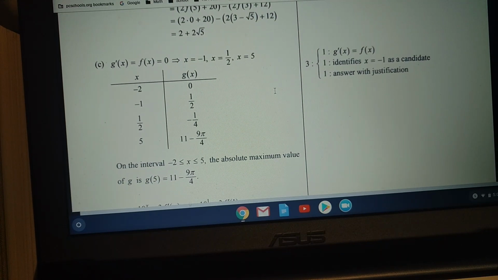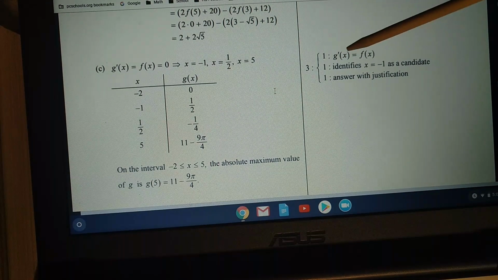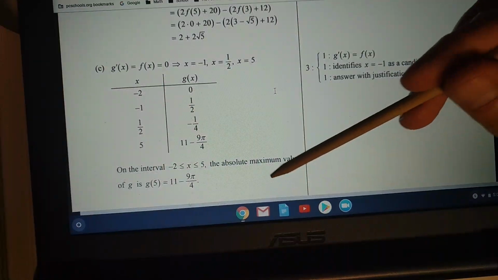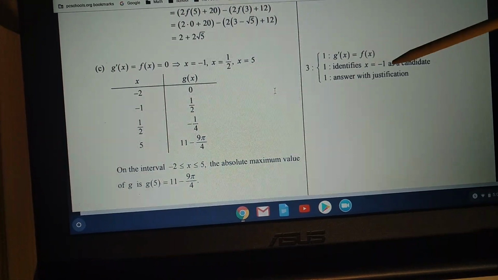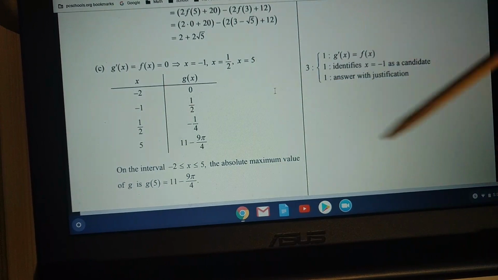Part C is worth 3 points. So you get 1 point for equating g prime with f of x. If you establish that relationship somewhere, and we can see you've established it, you get a point. But you must establish that relationship. You must say it somehow. It could be in your explanation, it could be somewhere, but we need to see that. If you identify -1 as a candidate, so as you look for your critical points and you come up with -1 as a candidate, you get another point.